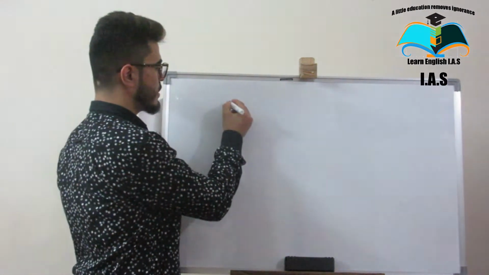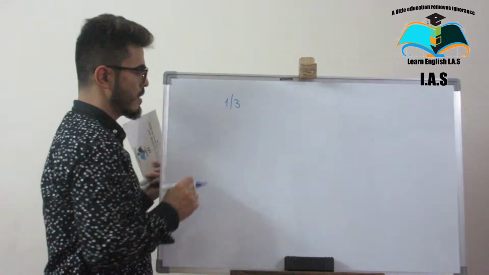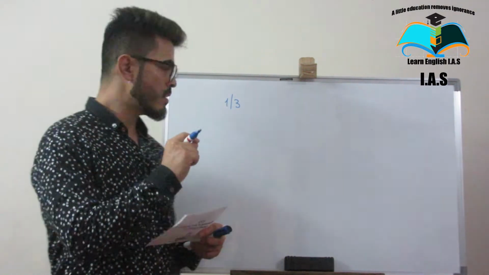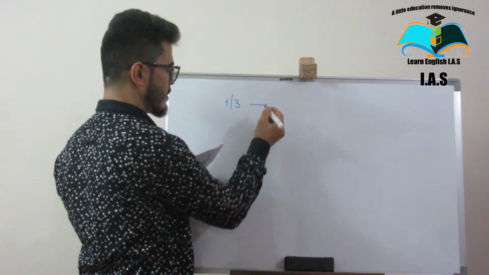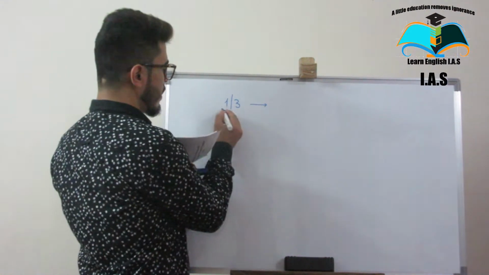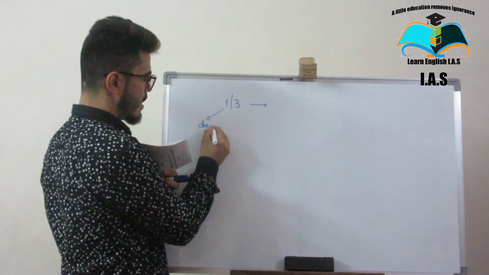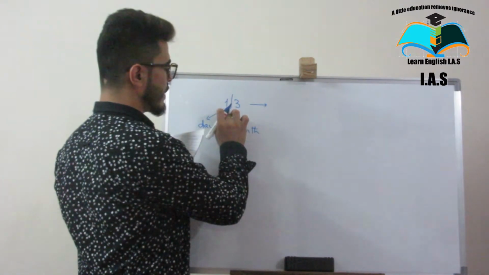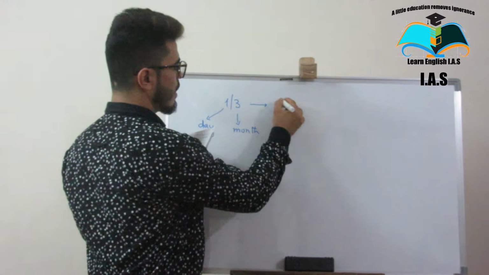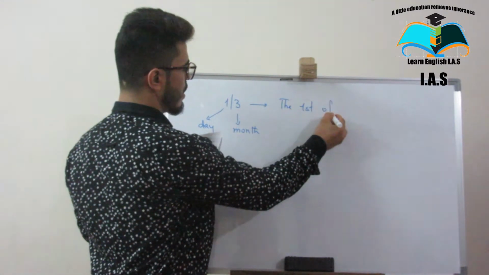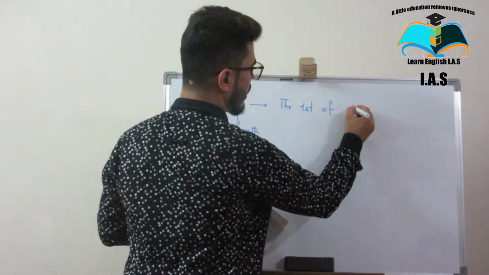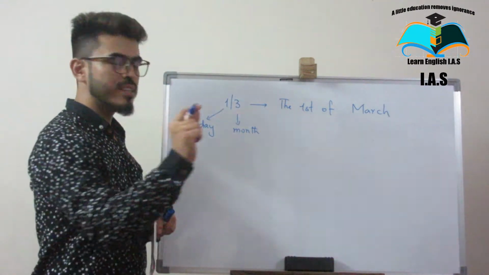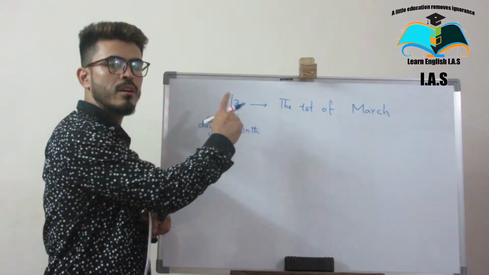First, I will write a date here. 1, 3. Can you say this day? 1, 3. Now let me tell you how to say this date. So this is the day and this is the month. Now first you have to read this one. The first of March. You can say the first of March.